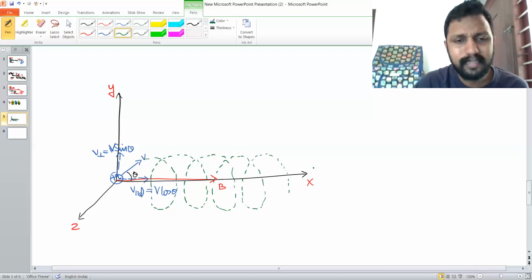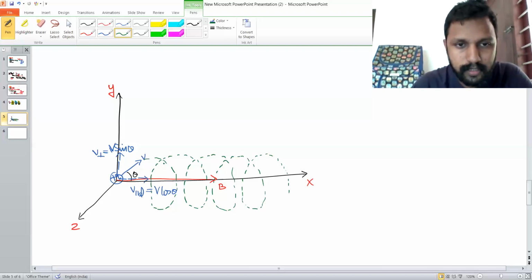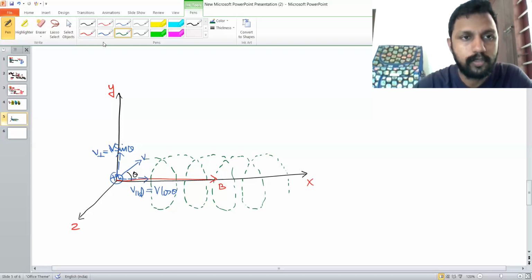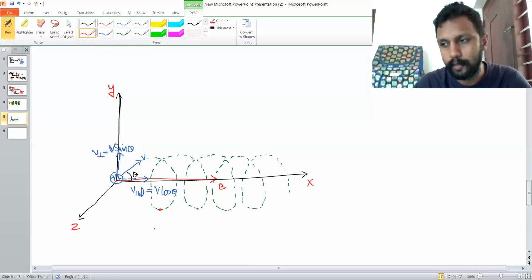Therefore, in this case, it's moving in a helical motion, and if it is moving in a helical motion, we will have to find out the pitch of the helix. Pitch means the linear displacement undergone by the particle on completing one revolution.